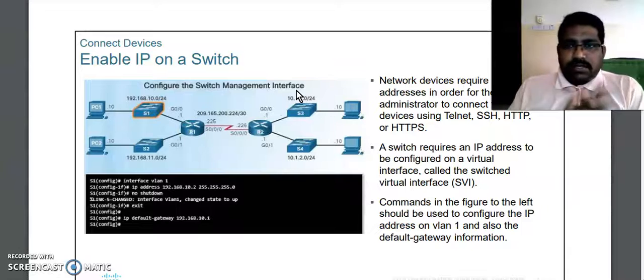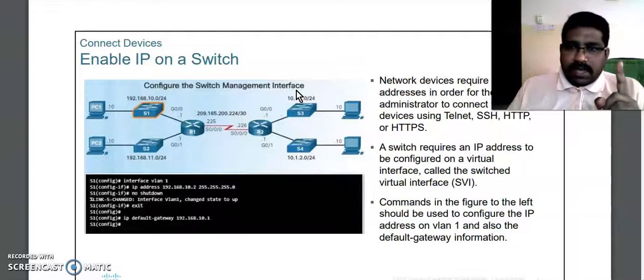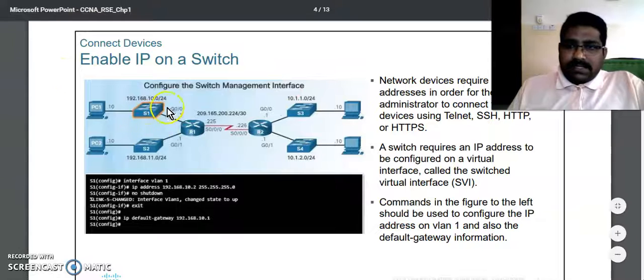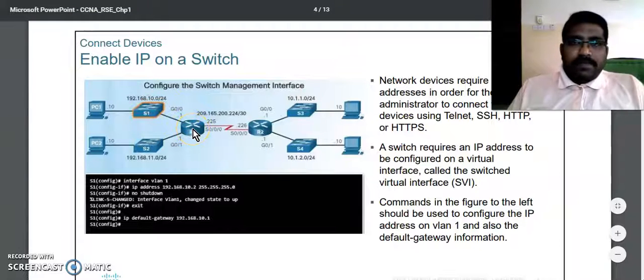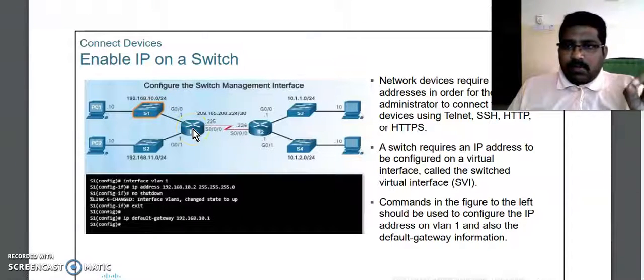If you see a switch, there are two important things. One is you have to configure the IP address. The second thing is you have to configure the default gateway. In this diagram, switch 1 is connected with router 1. The interface G0/0 in router 1 is the default gateway for switch 1.